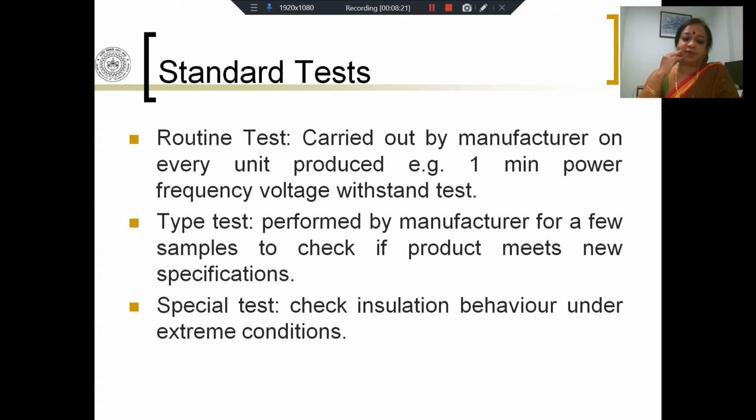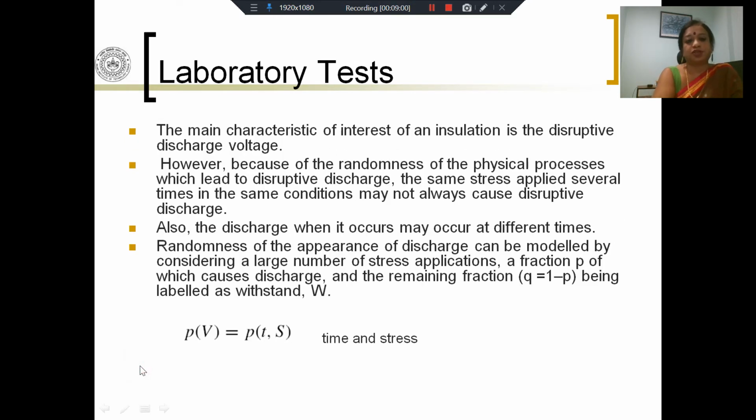And then you might have some special tests which check insulation behavior under extreme conditions. For example, let's say nuclear conditions. These may not be required for all insulating materials or all insulation systems, but may be required for insulating systems which are going to be used under particular conditions. For example, when India built a power station, a base station in Antarctica, they also had to design power equipment, and the power equipment had to have insulation which had to pass tests at cryogenic temperatures or at very low temperatures.